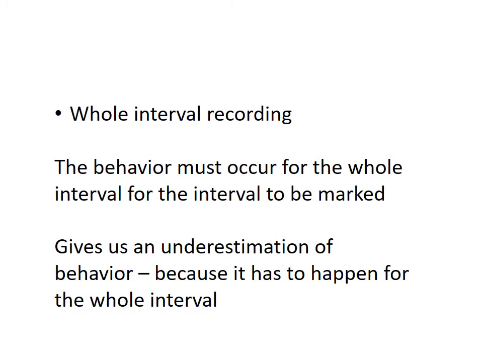So, for example, let's say we're doing in-seat behavior, which is what we're going to track here. For it to be marked, the person would have to be in seat the entire interval. So let's say the person sits in the seat for 29 seconds but gets up. Because it wasn't for the whole interval, we don't mark it as occurring. This is why it gives us an underestimation of behavior.